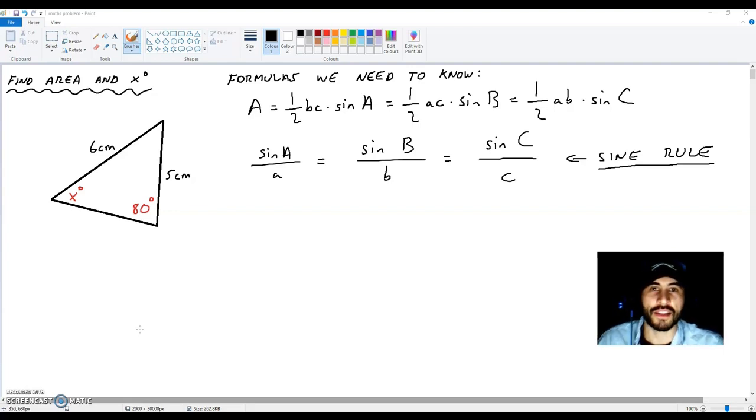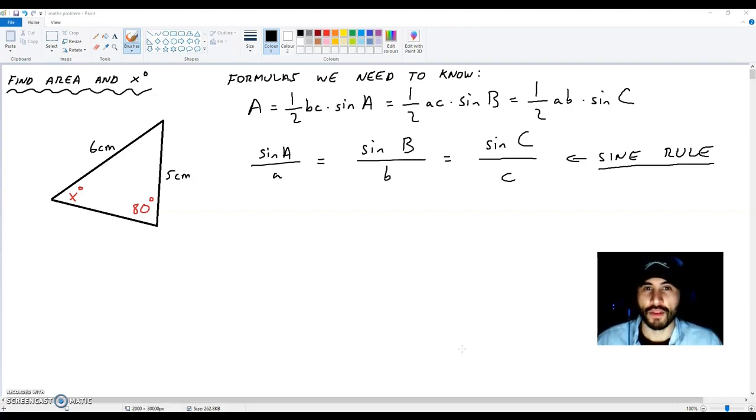Okay, so in this problem we have an irregular triangle which hasn't been drawn to scale, and we've been asked to find the angle X and also its area. Now in this demonstration I'm going to be showing you exactly how to solve this problem.